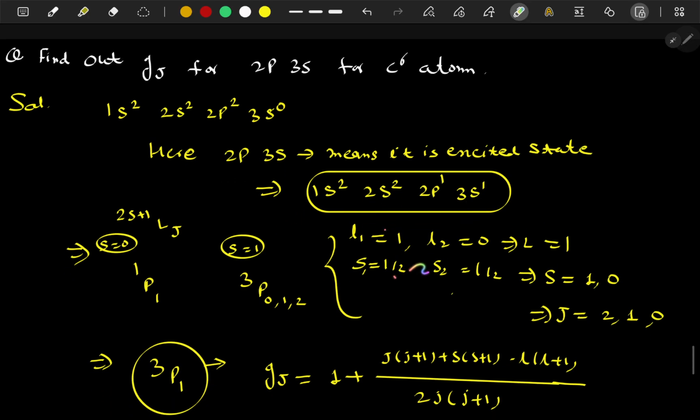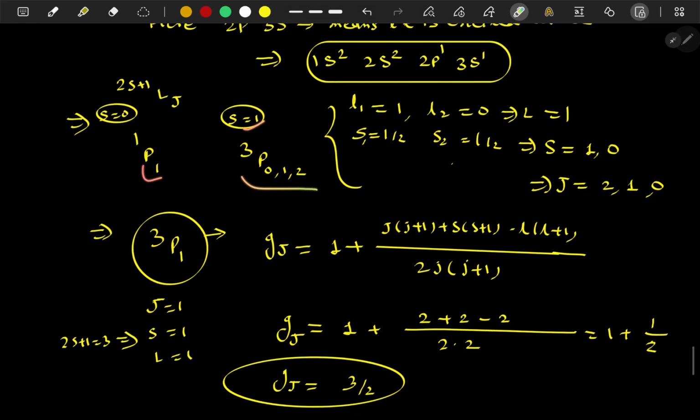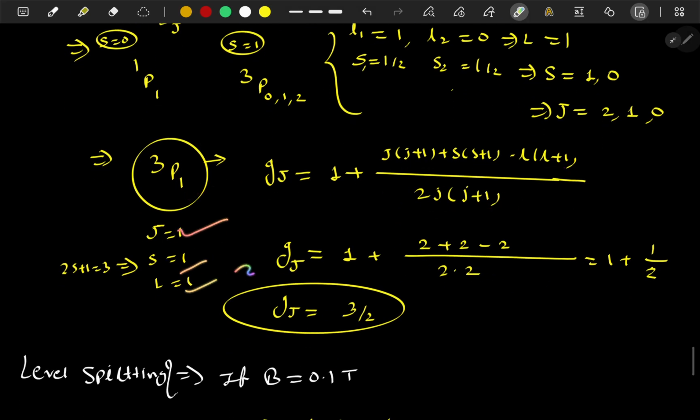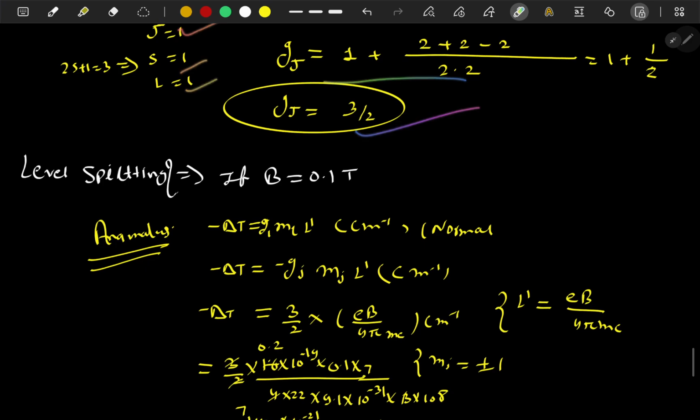Now calculate for L1, S1, L2, S2. So L with this S, J will be 2, 1, 0. Just write the 2S plus 1 LJ form; the electronic pattern will be this. So put S equal to 0, singlet 1P1, triplet. For 3P1, as given in the question, gJ will be 1 plus J(J plus 1) plus S(S plus 1) minus L(L plus 1) over 2J(J plus 1). Put the values and you have gJ equal to 3 by 2.